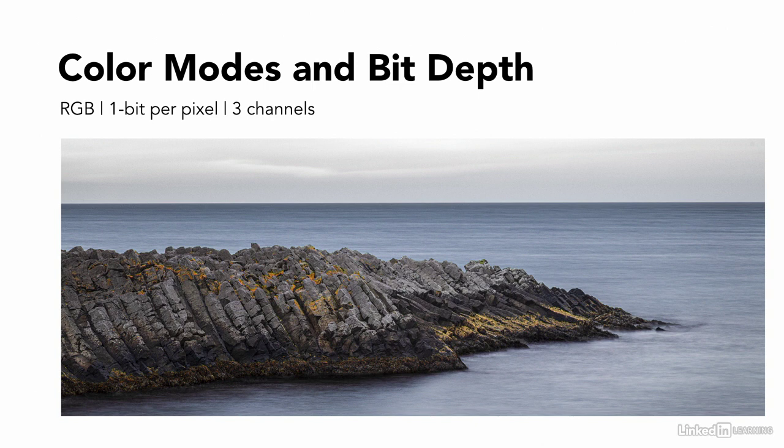So if you have 256 possible values for each channel, then you can have over 16 million possible color values. So you take the 8 bits times the 3 channels, and you end up with 24 bits of data for each pixel. So in most instances, an 8-bit RGB image can represent continuous color in a photograph.